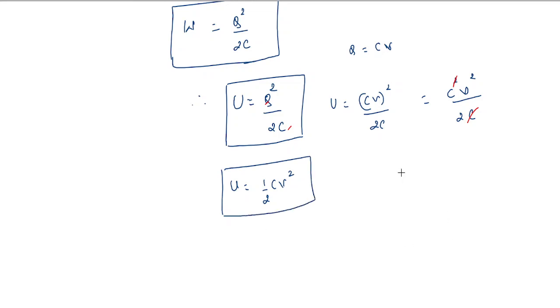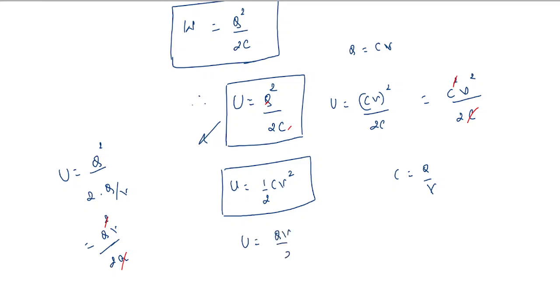Also recall that we can write C as Q by V. Putting it back here, we get U is equal to Q square by 2 into C, which becomes Q by V. This V goes on top. It's Q square into V by 2 Q square. From here, one Q gets cancelled. Therefore, this is equal to QV by 2.